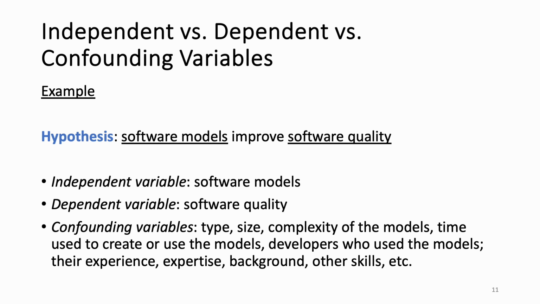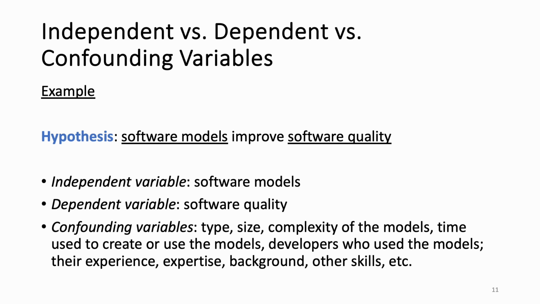And then we have confounding variables. These could be, for example, the type, size, and complexity of the models. So if we have, let's say, class diagrams, this could improve the quality or maybe not improve it in a certain way, which could be different from using, for example, a sequence diagram or a use case diagram. The size of these models also could affect the software quality, right? If we have big models or small models, this could be a factor or a variable that could change the results or the effect that you observe in your empirical study.